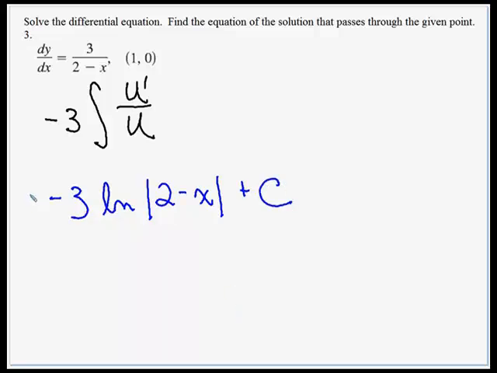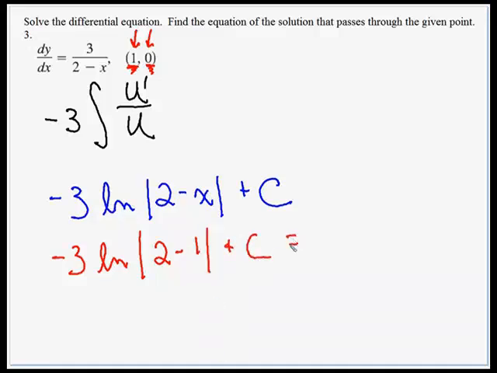Now we have an initial condition. We know that when we put a 1 in for x, the whole thing is equal to 0. This is our input, a member of our domain. This is the member of the range that is paired up with that x value. So if I take this equation and I substitute in a 1 for x, that becomes a 2 minus 1 in there.